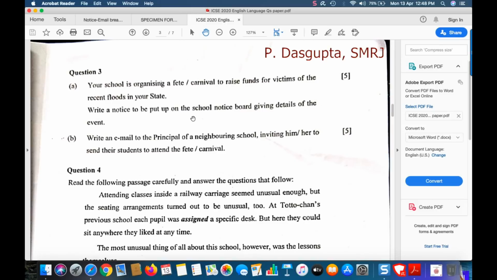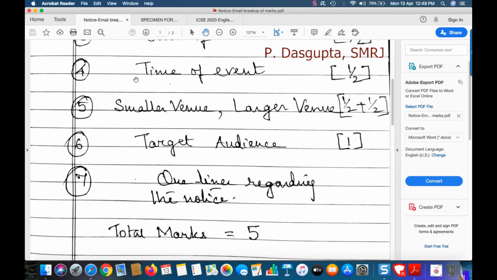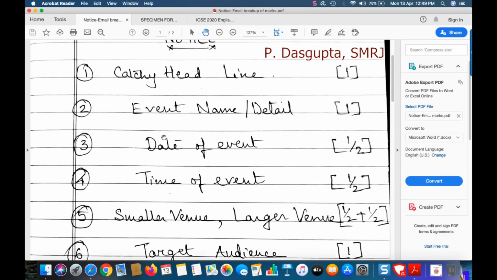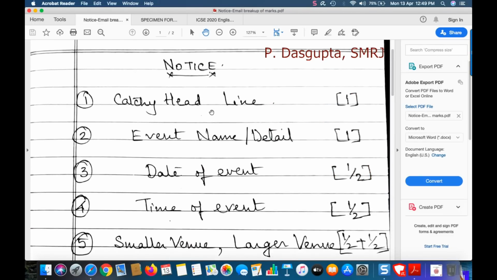I hope you have written it down. So we move on. Your school is organizing a fete carnival to raise funds for the victims of the recent floods in your state. So what catchy headline can you think of?